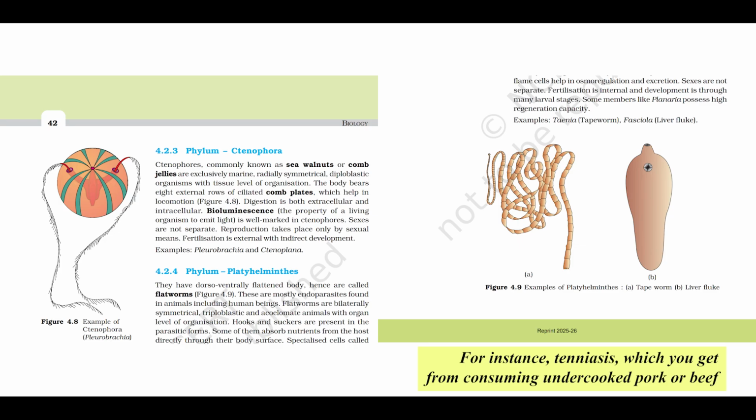For instance, taeniasis, which you get from consuming undercooked pork or beef containing tapeworm cysts, is bad enough in the gut.